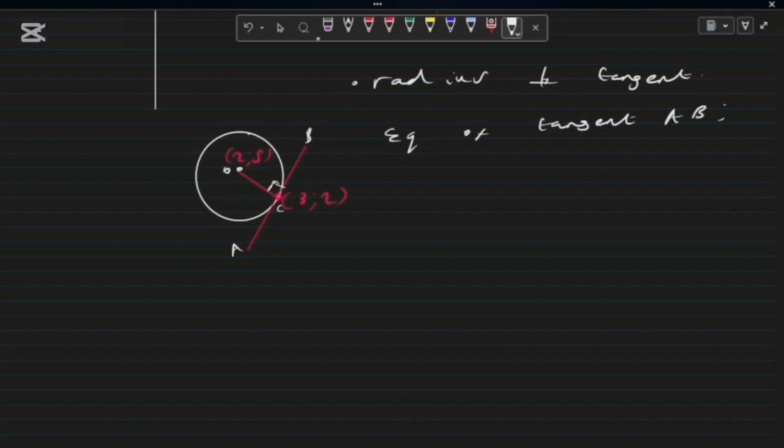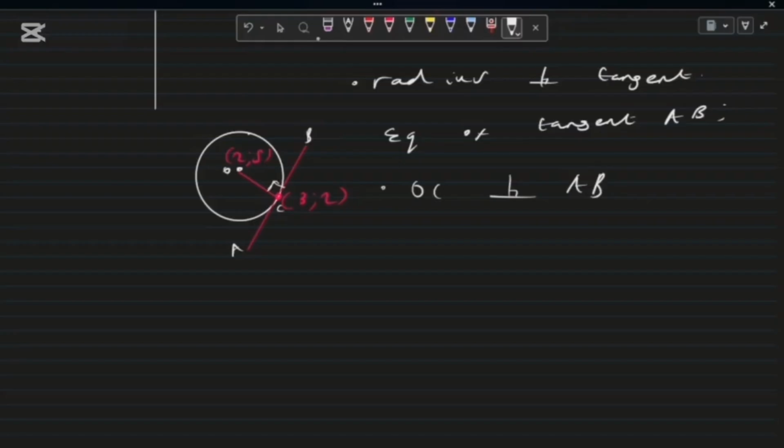Okay, now we can all agree that the tangent, the line AB, is a straight line. So we know that the equation of a straight line has the form y = mx + c. So we need to figure out the gradient and then take it from there. Now, one thing that we need to note is that OC, which is the radius, is perpendicular to AB, the tangent.